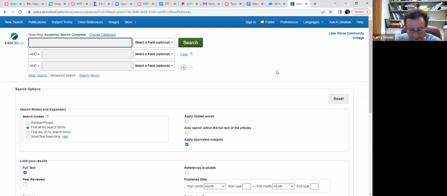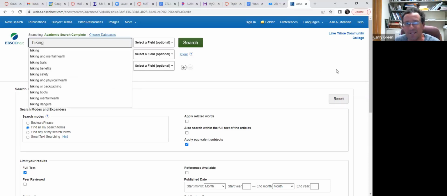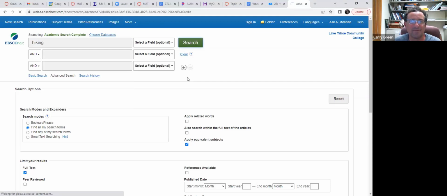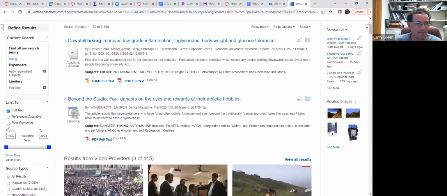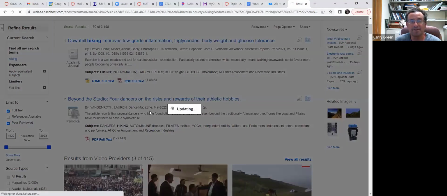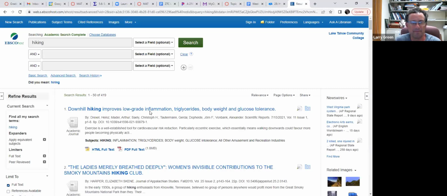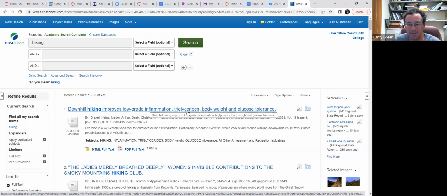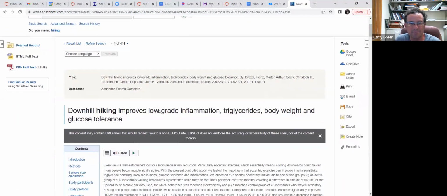So I'm interested in hiking. That's what I like to do. But you do what you want to do. Hit search. Oh, I forgot. We want peer reviewed. You have to click peer reviewed. And the first article: downhill hiking improves low-grade inflammation, triglycerides, body weight, and glucose tolerance. I'm going to click full HTML text.